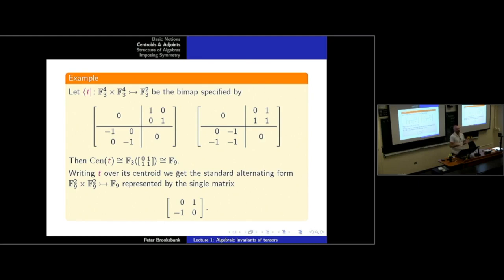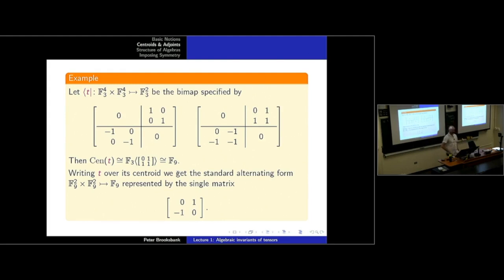Okay, so it's not really a big deal on this example, but you can imagine that if you're looking at much bigger examples, this is a nice saving that you'd want to take advantage of immediately and write it over the correct field, if you will. So in this particular case, as you can see, what we should be doing is just representing this by a single form, 1, 0, 1, minus 1, 0. So just a little alternating form over F9.